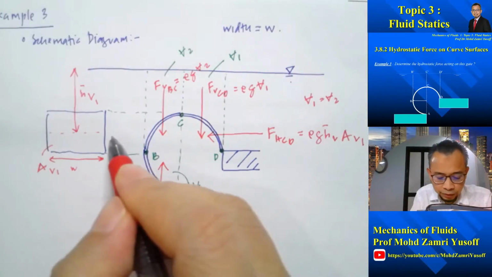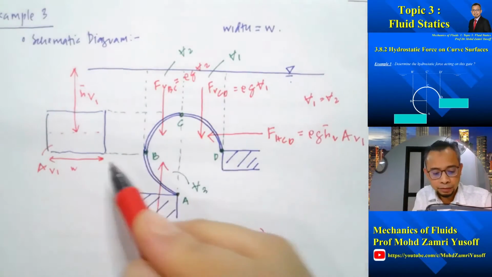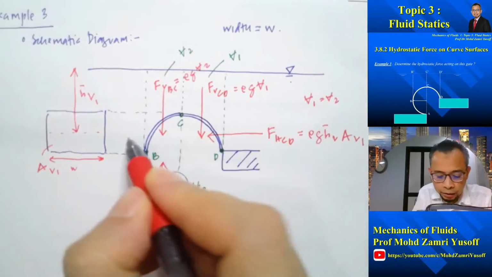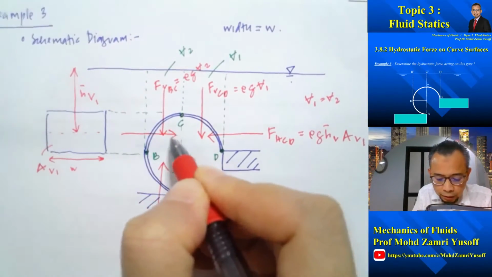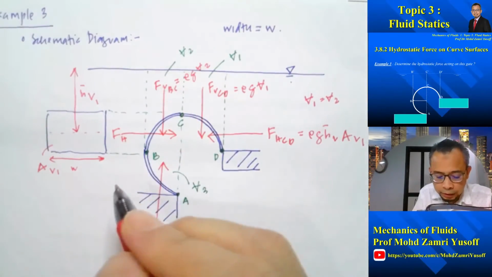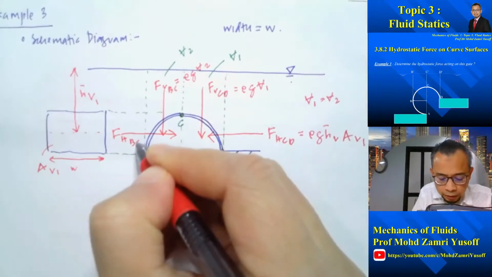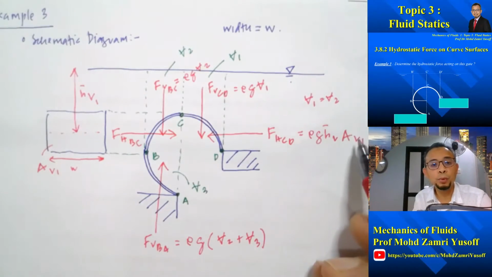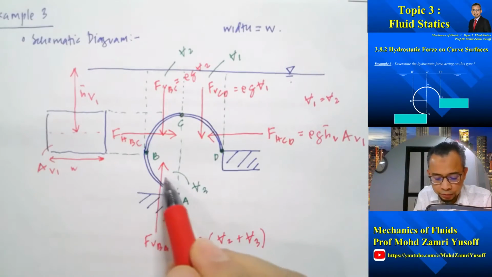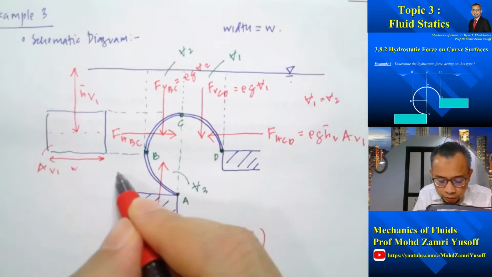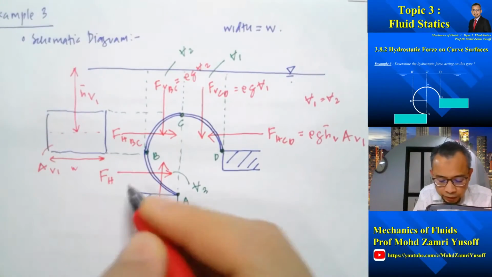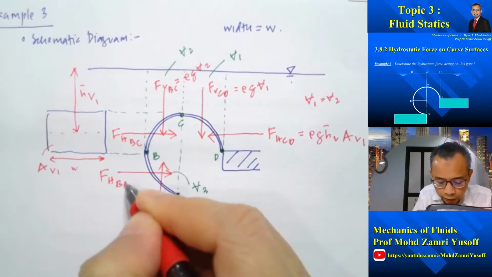What about on this surface here? On this surface, if we project, we will get the same surface, but now this way. So it will be acting that way. FH BC, the magnitude will be the same as this one, right? And what about this surface here? The horizontal component will be acting this way. So that will be equal to FH BA.